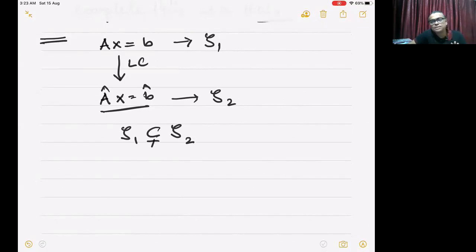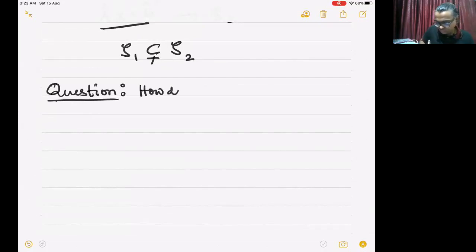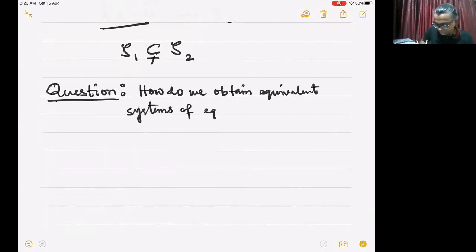But we want the exact same solution set. So I want an equivalent system. Just obtaining new equations is not enough. I want to obtain new, easier equations, but at the same time, I don't want to change the solution set. So I want equivalent. How do I get that? So this is the all important question. So let me write this down. The important question that we would like to answer in this module or later: how do we obtain equivalent systems of equations?